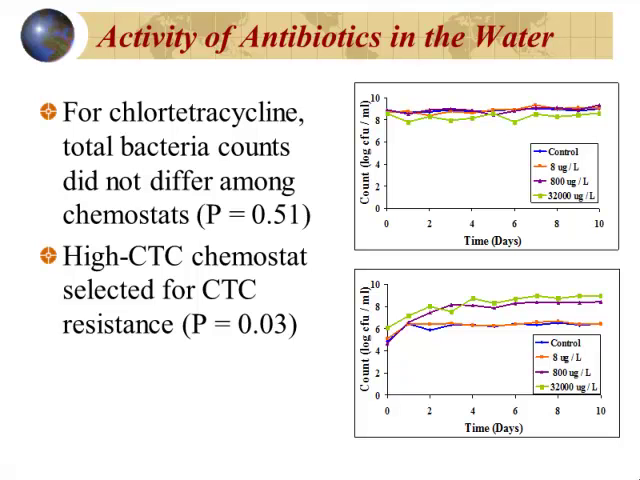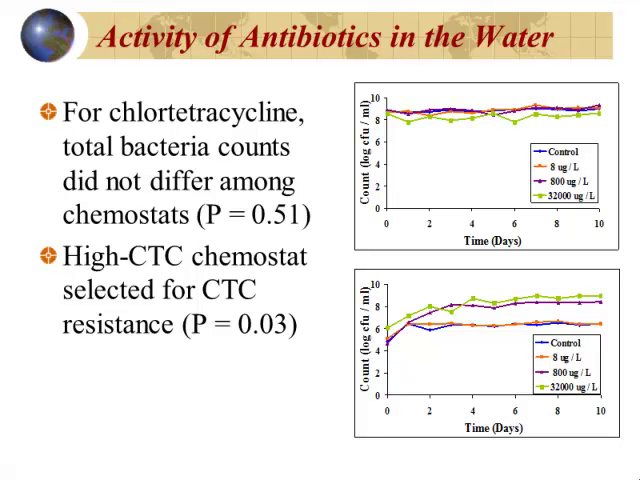Where you see the effect is in the second graph, where we looked at now how much resistance was selected for, so bacteria with chlortetracycline resistance. And what you see in those top 2 lines are the 32,000 and the 800 microgram per liter chemostats, significantly different than the control and the 8 microgram per liter chemostat.